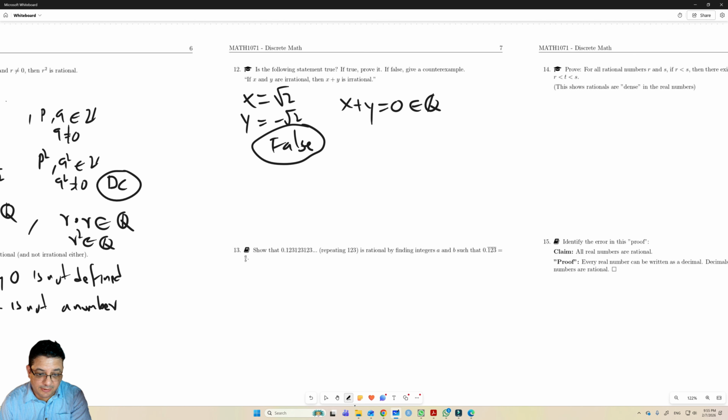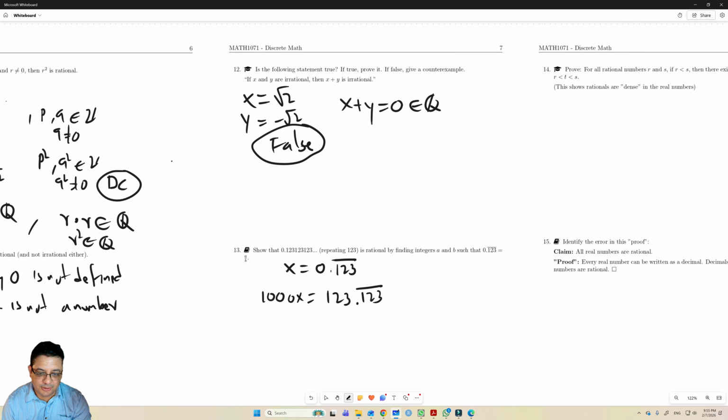Now, let's show that 0.123123123, repeating 123, is rational by finding the integers that give me the fraction. Okay, so once again, this can be represented as 0.123 periodic. Because we have 3 decimals after this point, I'm going to be multiplying by 1,000. And so if I multiply 1,000 by x, then I'm going to have 123.123 periodic.